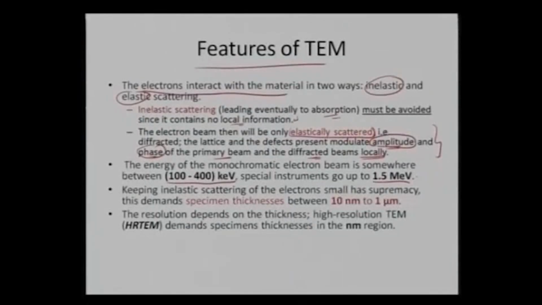So that part decides the overall energy which can pass through the material. Conventionally, or these days, we generally utilize energy of approximately 100 to 400 kV, and that is enough for giving us good information. But instruments as high as 1.5 MeV are available, which can penetrate a material more than 1 micrometer in thickness. But generally the thickness of the specimen has to be approximately 10 nanometers, or maybe the lesser the better.